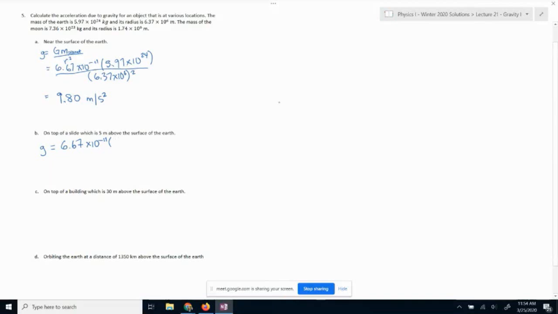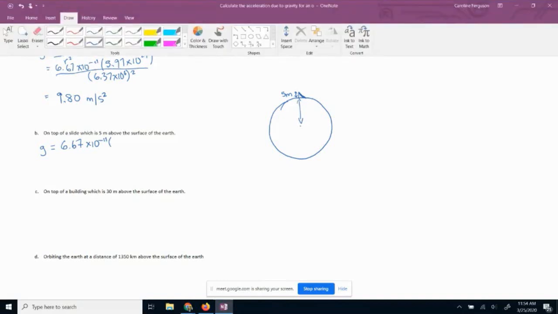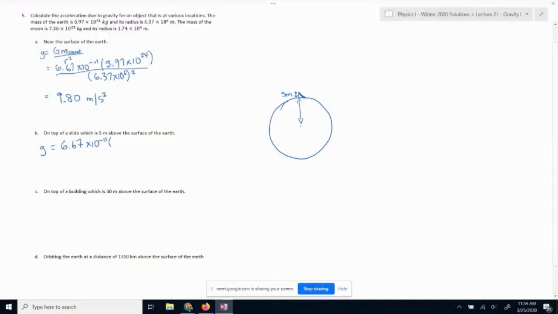Yeah, so the radius. If we draw a picture of what's happening, this is the Earth, and this is the slide on top of the Earth, okay? Obviously not to scale. The slide is 5 meters in height, and the radius of the Earth is given, 6.37 times 10 to the 6. So the r value is the distance from the center of one object to the center of the other object, and the object is on top of the slide over here. So the center of the object to the center of the Earth would be this full value here.